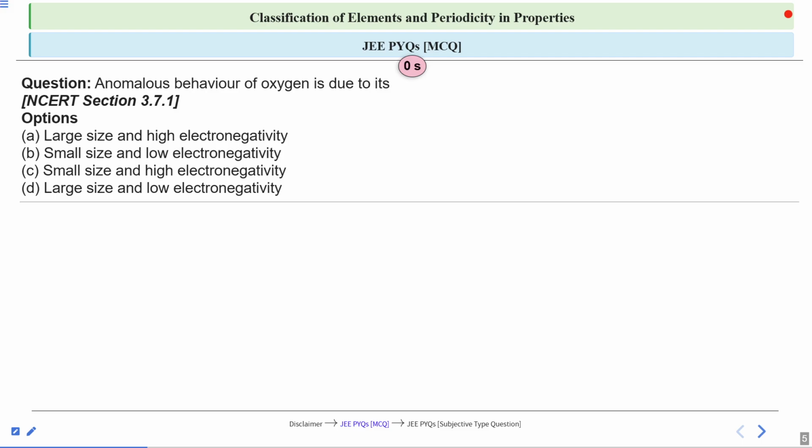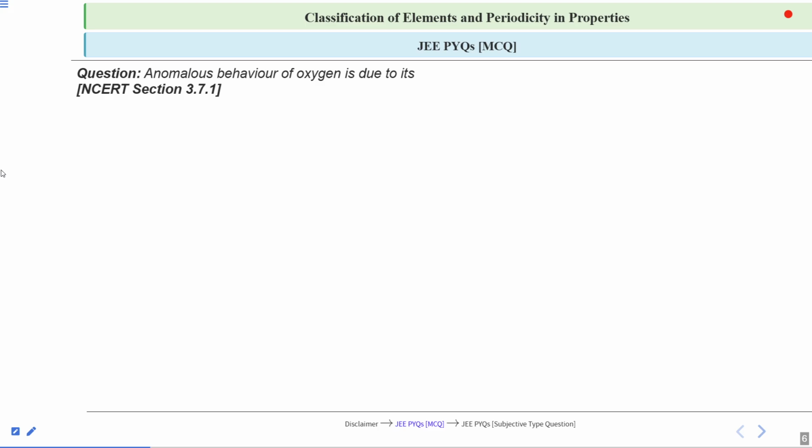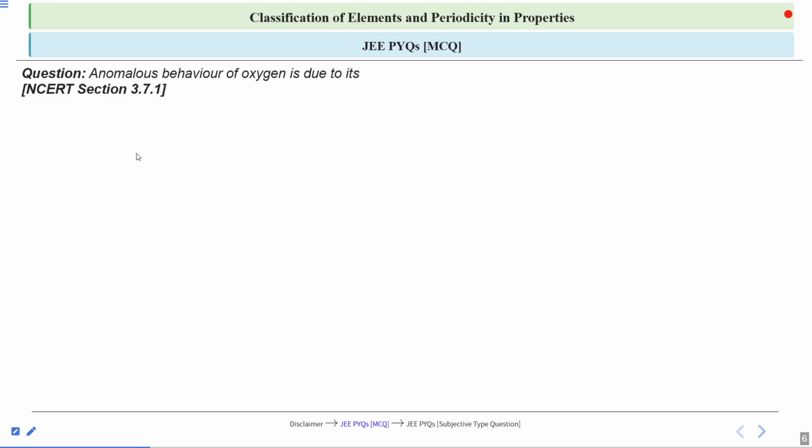So your time is up. What will be the correct order? So C will be the correct option. Due to its small size and high electronegativity, we are seeing such a trend.